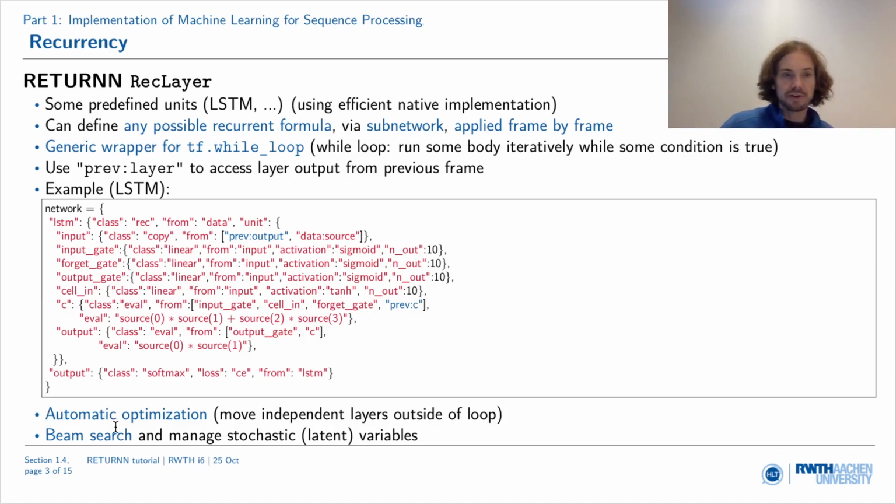So when you have that, you can do some automatic optimizations, like layers which are independent from this recurrent loop can be moved or calculated outside of the loop. This is very important, and we will show that. Beam search then also can be implemented that way. This is to manage stochastic latent variables.